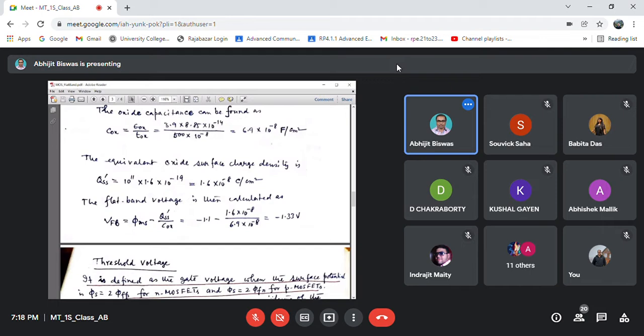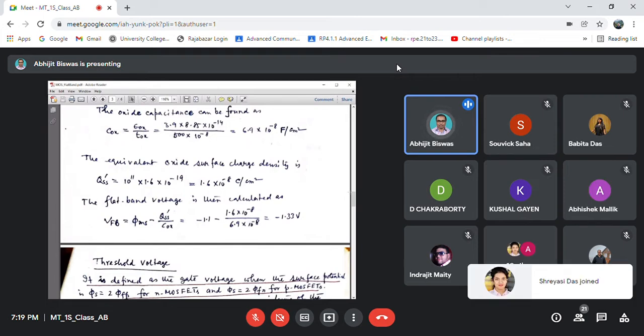So now you apply this relationship to find the flat band voltage, that is VFB equal to phi ms minus Q dash SS by COX. So the first term is equal to minus 1.1, and for the second term you just put in the values of Q dash SS and COX. So it comes to around minus 1.33 volt. It is the value of the flat band voltage. So the flat band voltage is found to be negative.